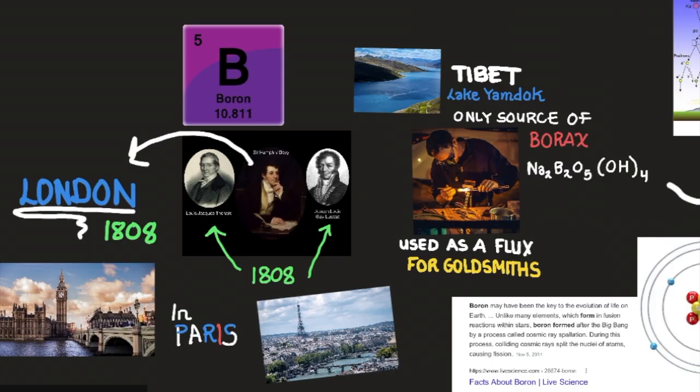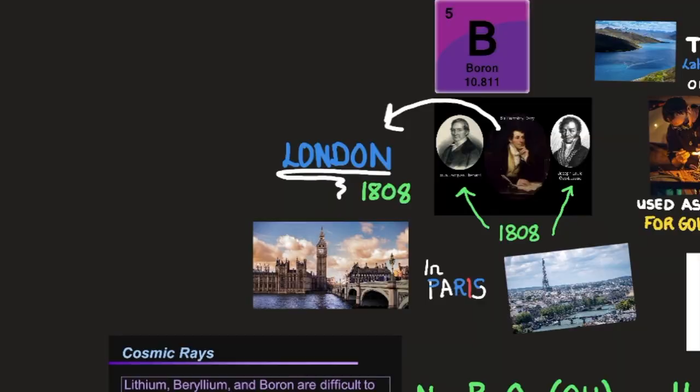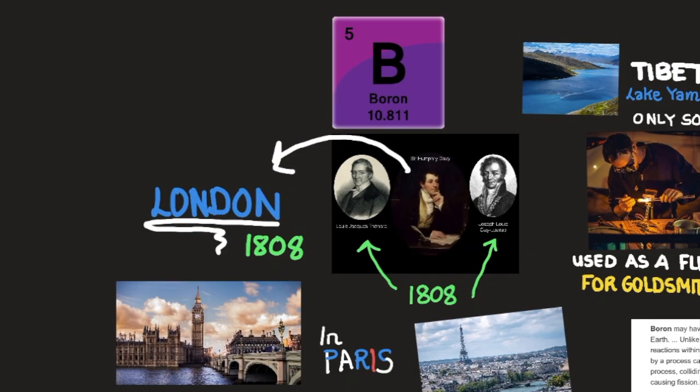Back then, goldsmiths used to utilize boron in the form of borax as a flux. It was useful for them, and the only way to get that borax was from Tibet in Lake Yamdak. That was the only source. That's how it looks like today. So thankfully these individuals initiated the progression towards the isolation of this individual element.